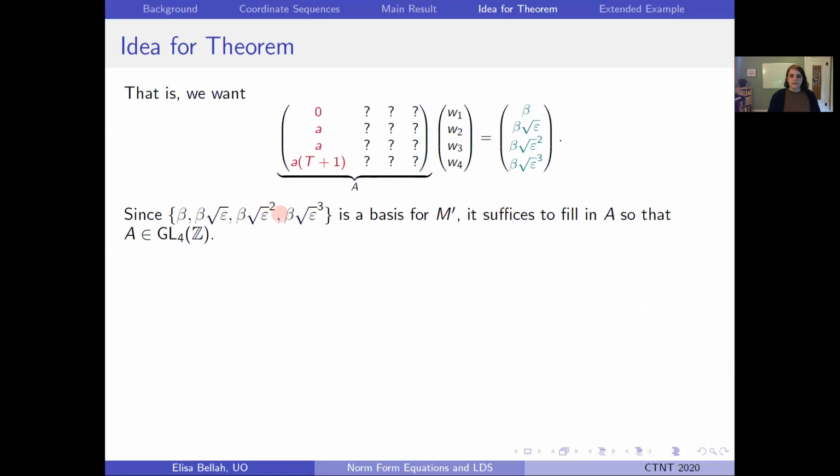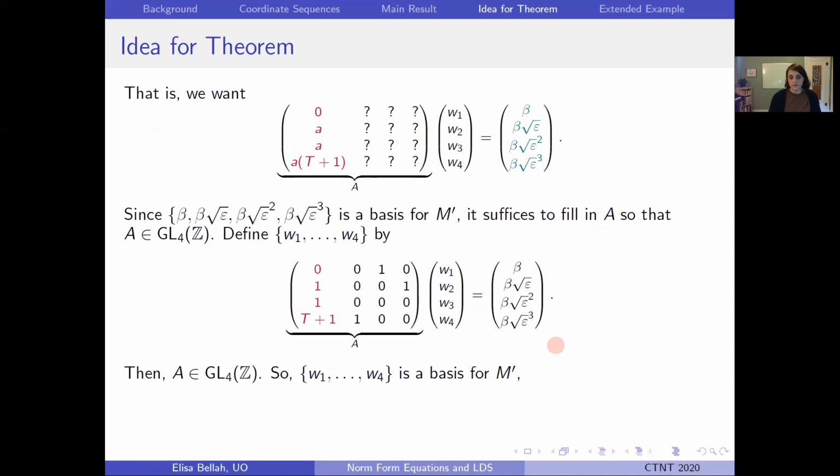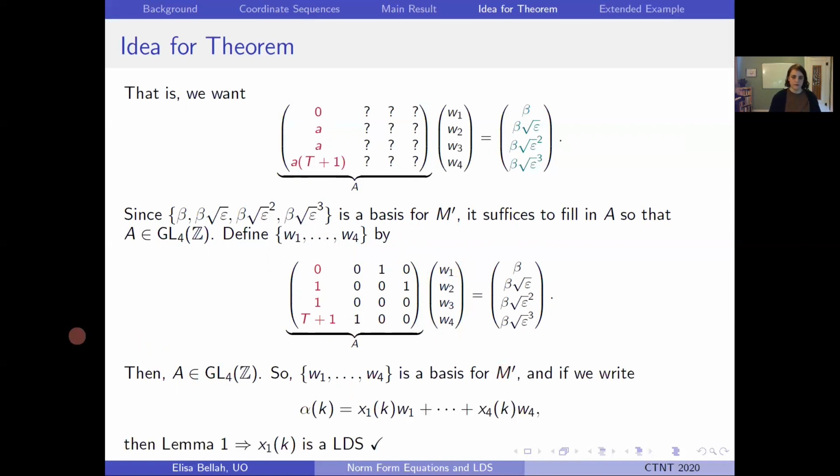But the nice thing is that this vector on the right-hand side of the equality is a basis for M prime. So all I really need to do is figure out how to fill in this matrix A to make it a GL4Z matrix. And you can do it in this way all the time. You can always let A be 1, and then you can fill in the rest of your entries in this way, and you get some GL4Z matrix, which means that if you solve for W1 to W4, you get a basis for this module M prime. And Lemma 1 says that means if we write our solution sequence in terms of this basis, the first coordinate sequence should be in LDS.